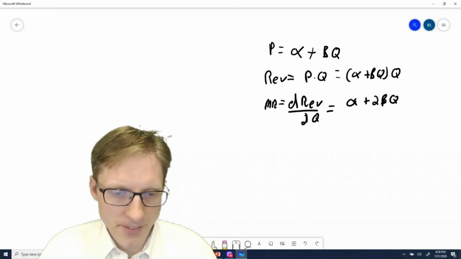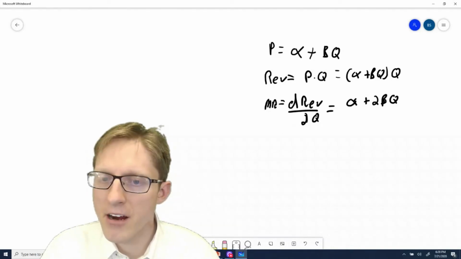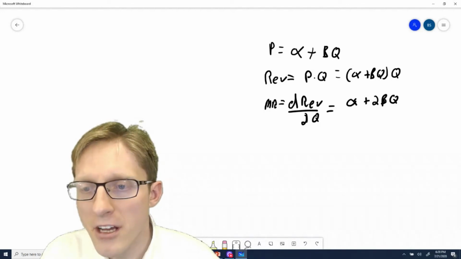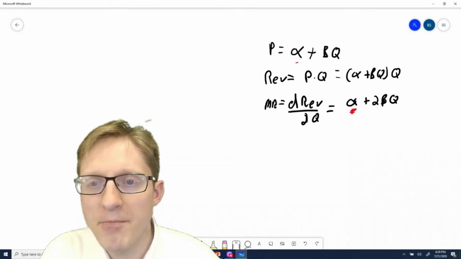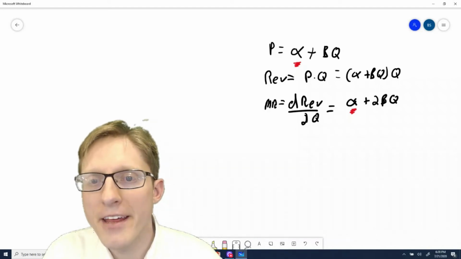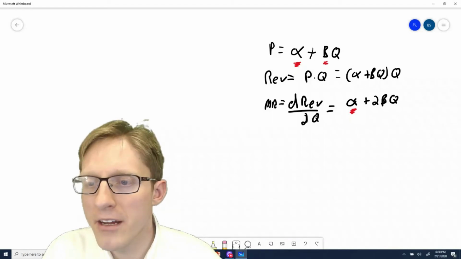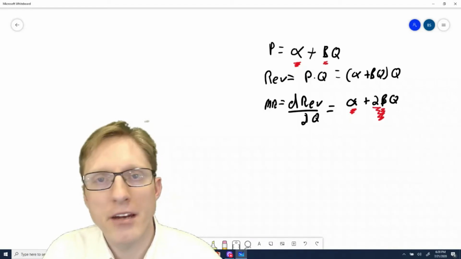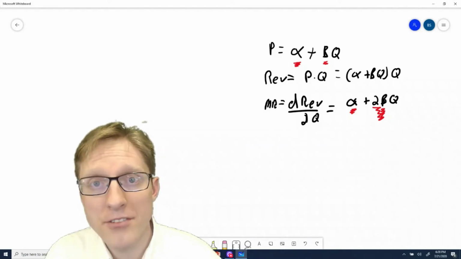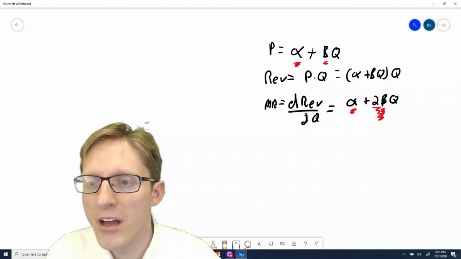Okay, so let's look at this. If we compare our calculated marginal revenue, or just the derivative of the revenue function, we can see that it has the same constant as the inverse demand curve. And in the inverse demand curve, the slope was beta. Here, the slope is 2 times beta. Okay, so it has twice the slope. So we've shown that it has the same constant and twice the slope as the inverse demand curve.